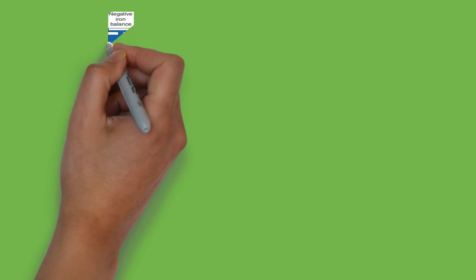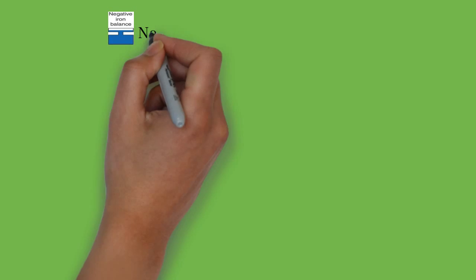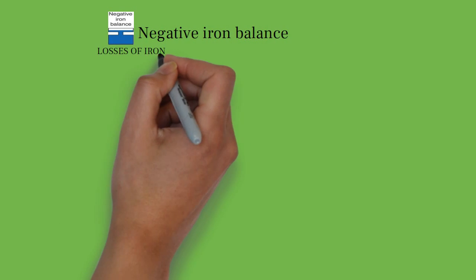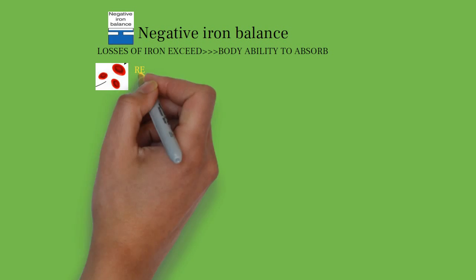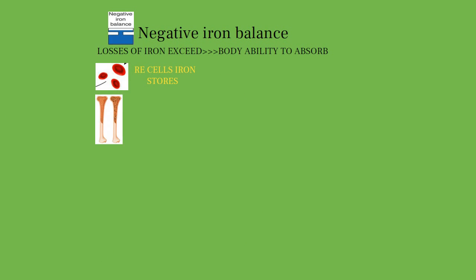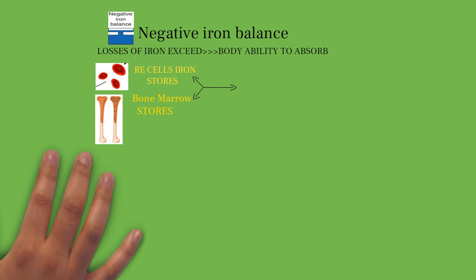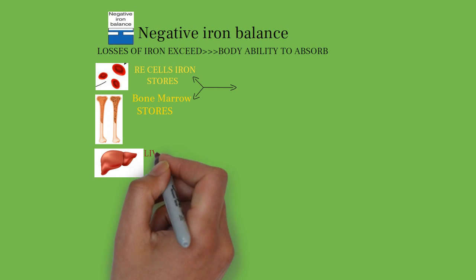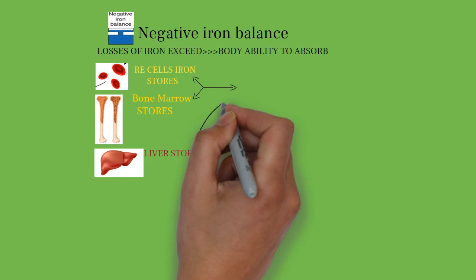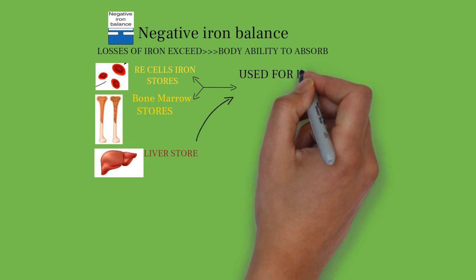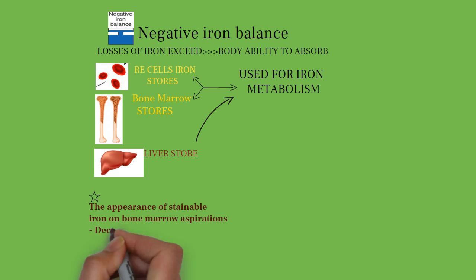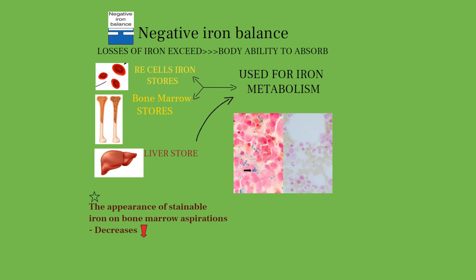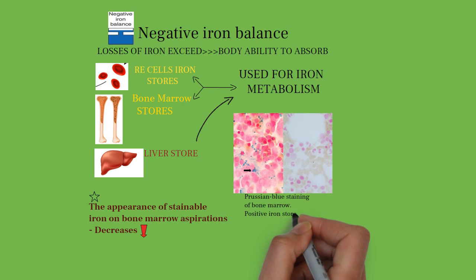So, the first stage is negative iron balance, in which the demand for iron exceeds the body's ability to absorb the iron due to persistent loss of iron. Under these circumstances, the iron deficit is made up by mobilization of iron from the RE store. Now the iron is utilized from the stores like RE stores and marrow stores, like bone marrow stores. So in this stage, the appearance of stainable iron in the bone marrow aspiration is decreased.